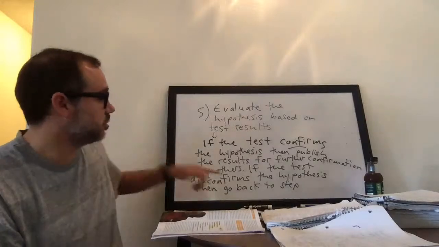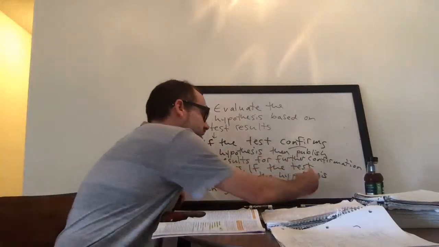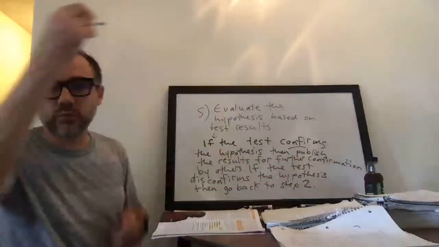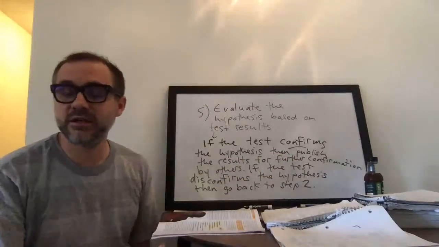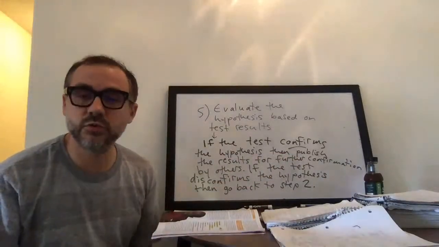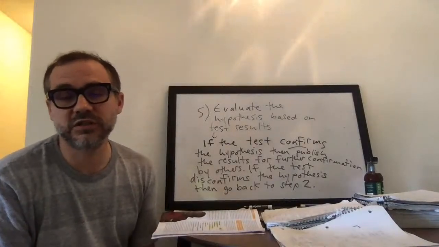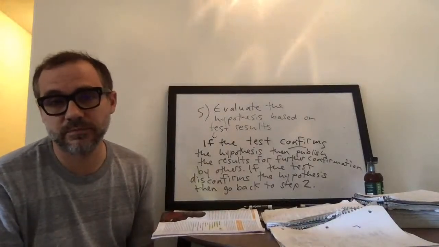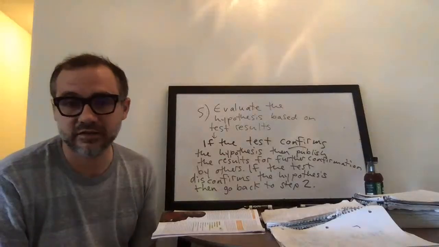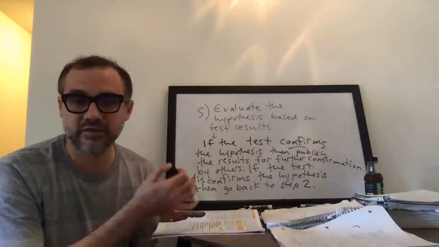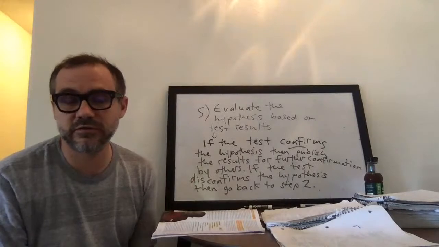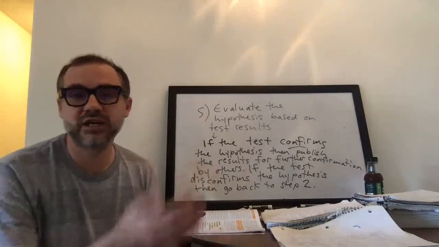And in that case, you go back to step 2 to design a new hypothesis and then run through the steps again until you finally get to a hypothesis which is confirmed by the results of your experiment. Okay, and then you've had a successful result. The hypothesis is matched by the predicted results of the test, and now you can publish that study.